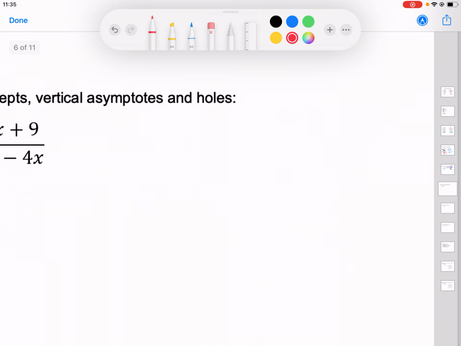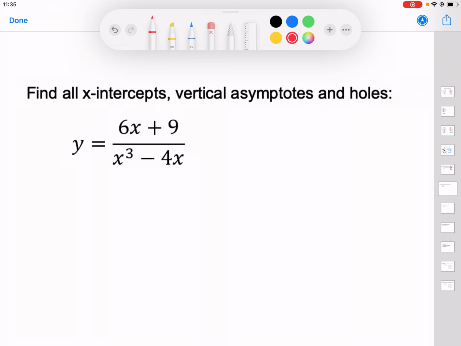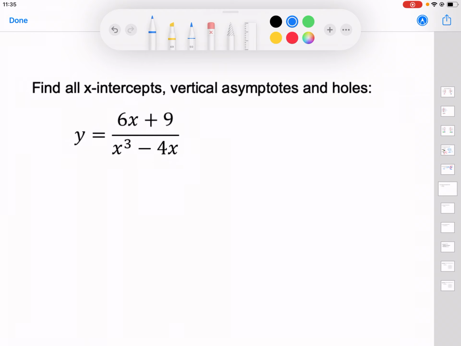So let's just keep working through it. Here's our next problem. To find all these, remember we have to factor. The numerator has a greatest common factor of 3, and then I have 2x plus 3. The denominator has the greatest common factor of x.